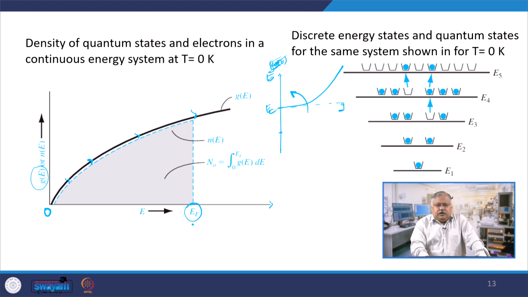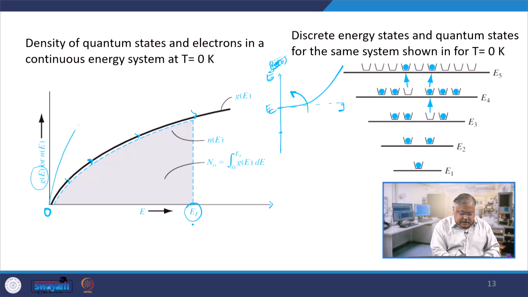Now the right hand side figure shows the discrete energy states and quantum states for the same system at T equals 0 Kelvin. There is a finite probability, so an electron from E4 will be shifted to E5 and E3 will be shifted to E4, correct? This gives you a brief idea about the quantum energy states.